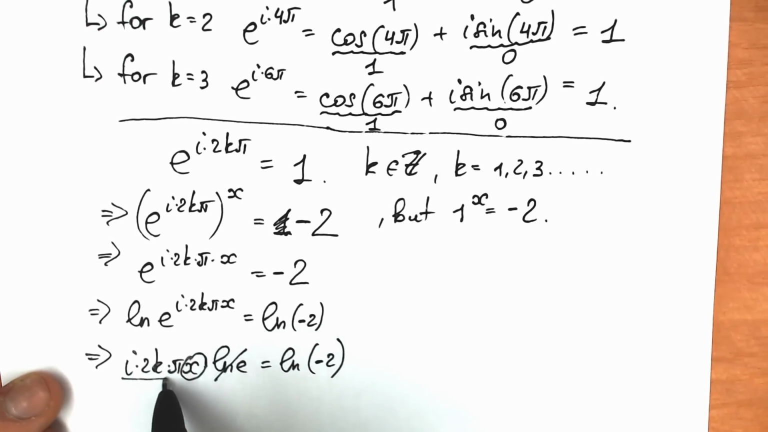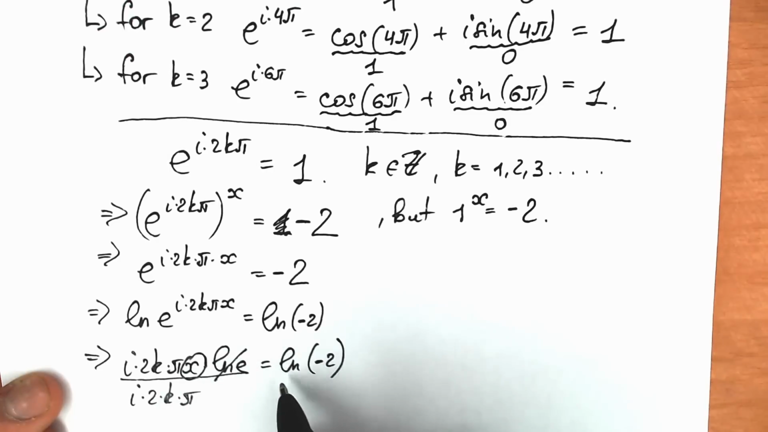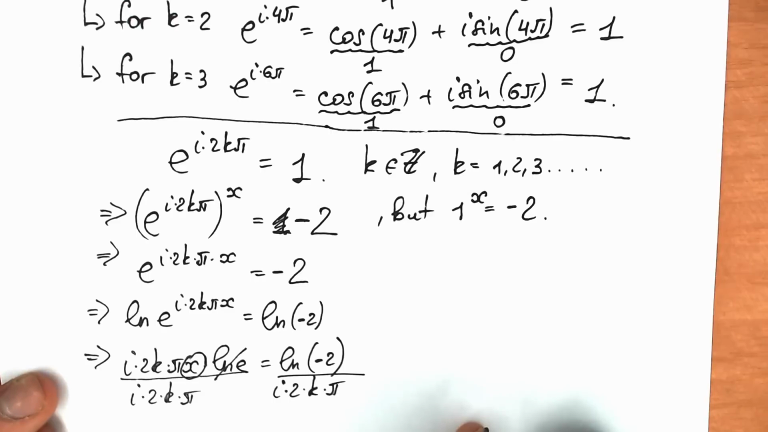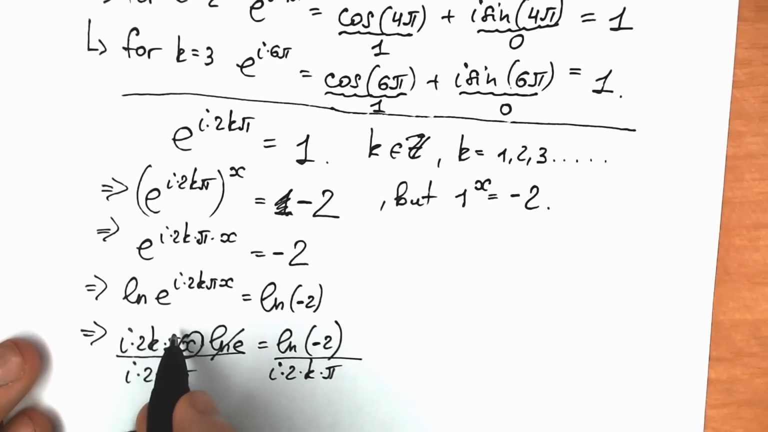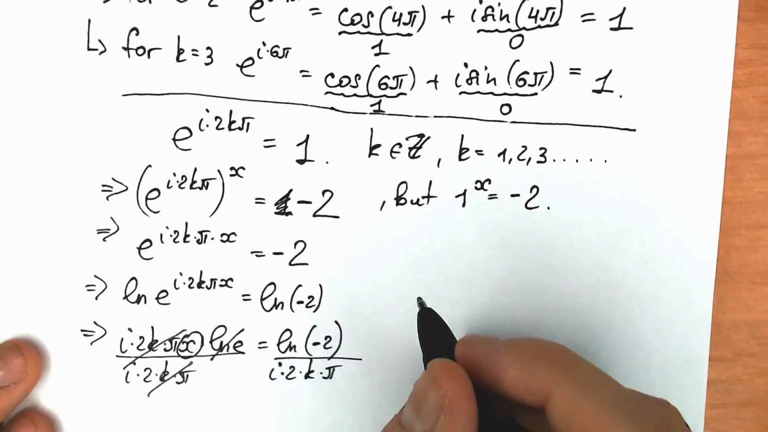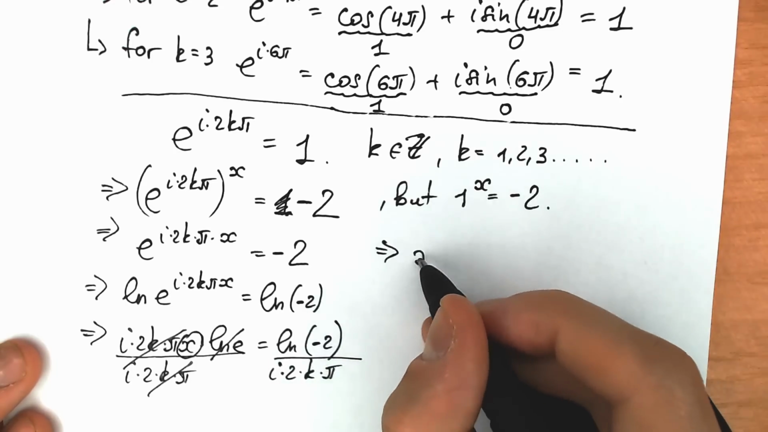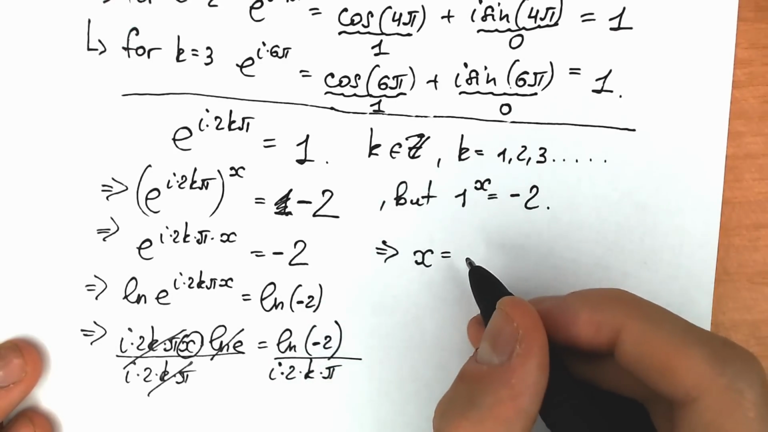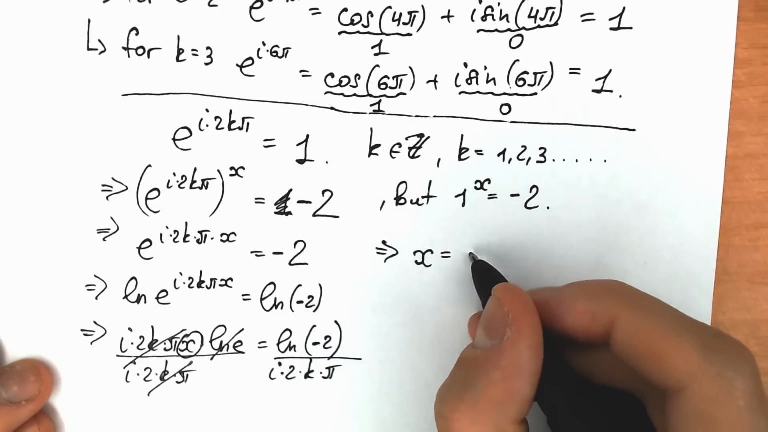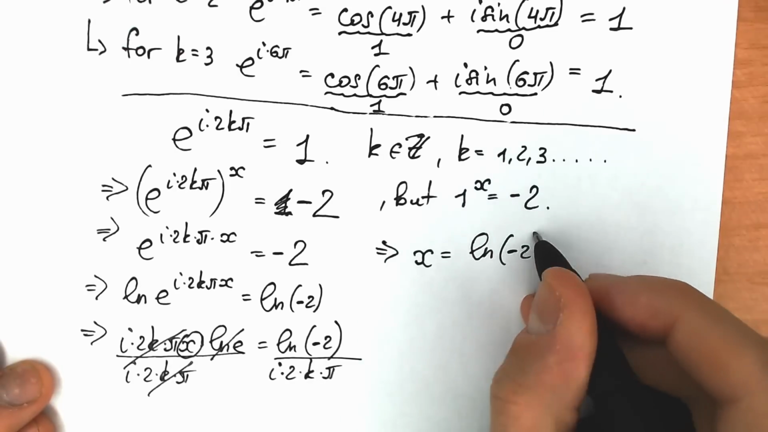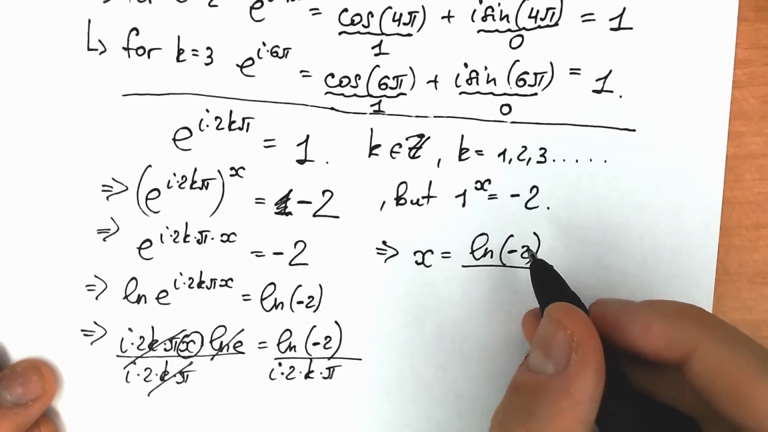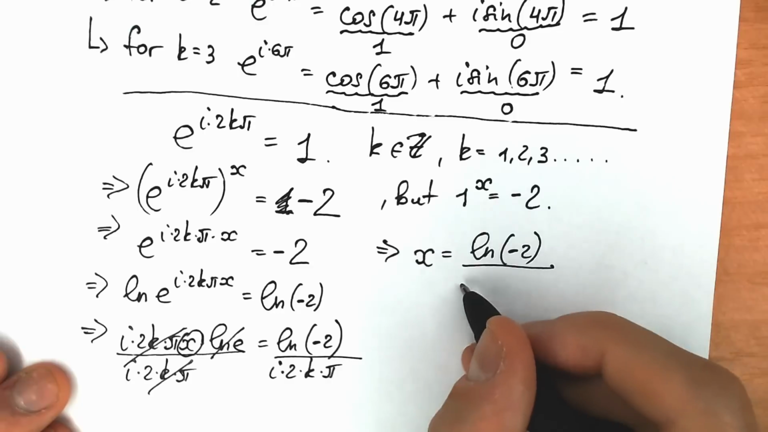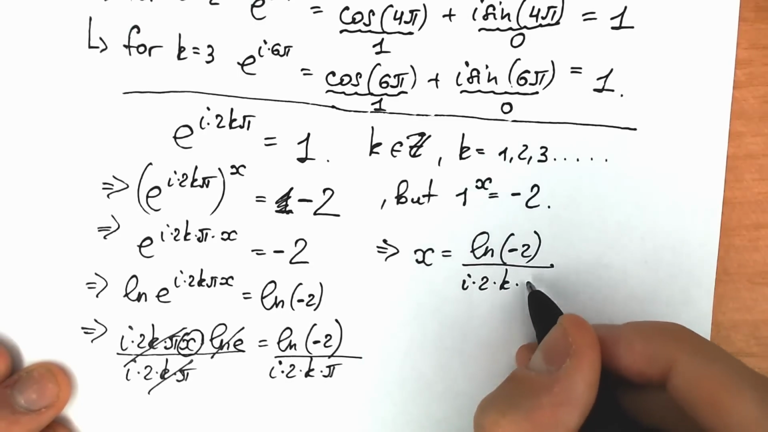So for this, let's divide both sides by i times 2k pi, i times 2 times k times pi. We just divide both sides by this expression. From here we can easily cancel this, and as a result we have that our x is equal to natural log of -2 all over i times 2k pi, i times 2 times k times pi.